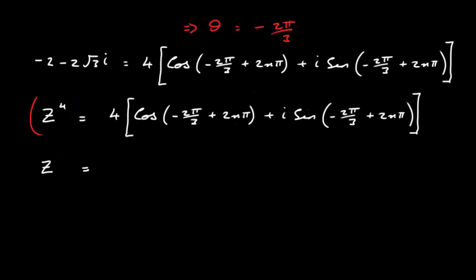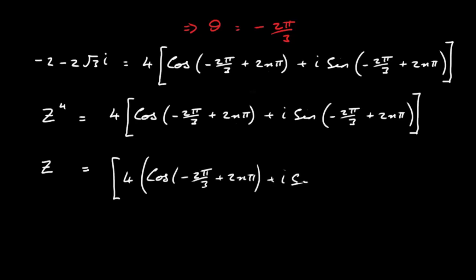So we do the same to the right-hand side. We raise all of this to the power of a quarter as well. We get the 4th root of the right-hand side. So what does that look like? We're going to have 4 (cosine minus 2 pi over 3 plus 2n pi plus i sine minus 2 pi over 3 plus 2n pi), and we've got to raise all of that to the power of a quarter.